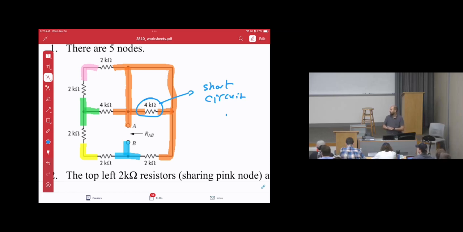The next simplification, look at some points that are away from my observation. So let's look at the 2 kilo ohms here and 2 kilo ohms here. Is there any relationship between them? Do you think this can be in series or parallel?